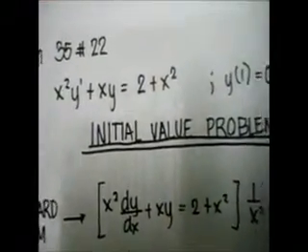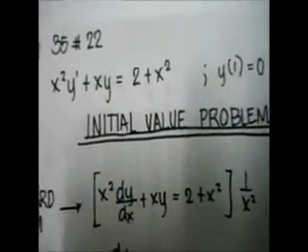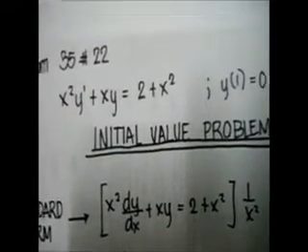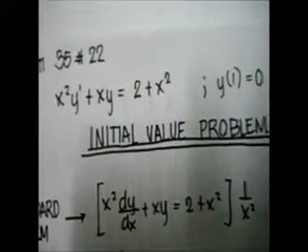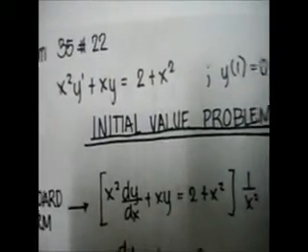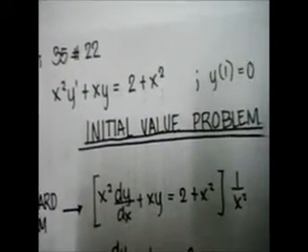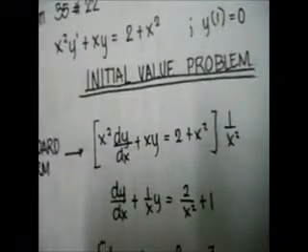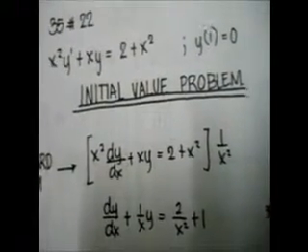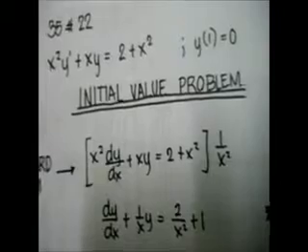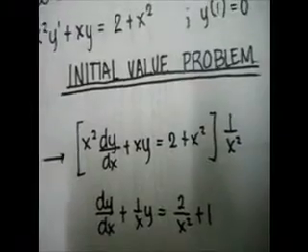Don't be confused with y prime and dy over dx because they are just the same. I just wrote it as dy over dx to not confuse myself, and it is an easier way to not be ambiguous. So we multiply both sides by 1 over x squared. We have dy over dx plus 1 over x times y is equal to 2 over x squared plus 1. So our p of x for this standard form is 1 over x.